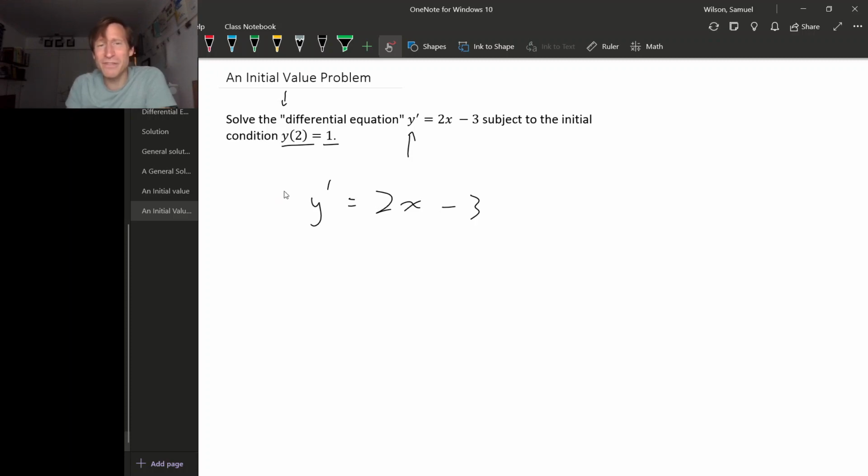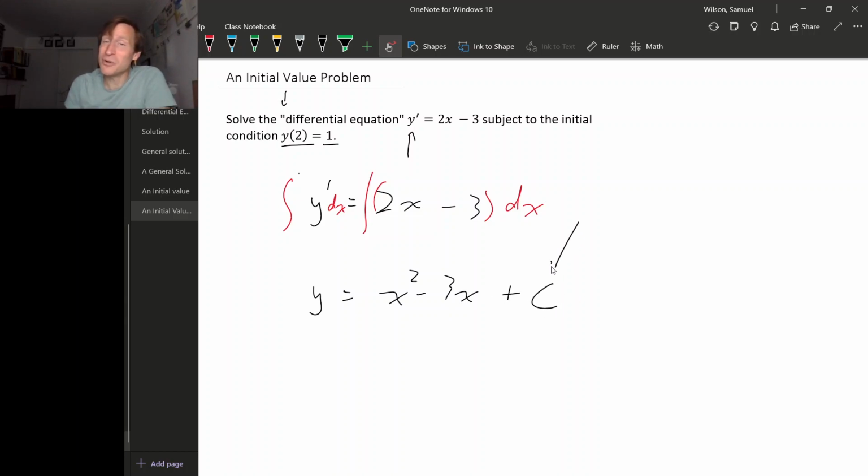We can actually solve this equation just by integrating on both sides. If we integrate with respect to x on both sides, on the left-hand side, the integral of y prime with respect to x is just y. And on the right-hand side, this is just an indefinite integral. We get x squared minus 3x plus a constant.